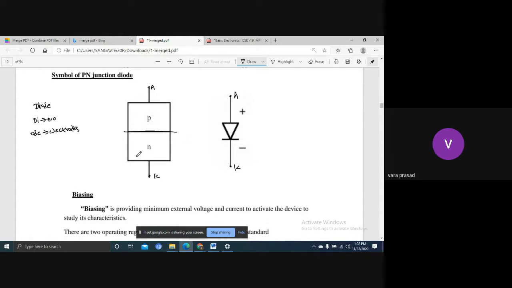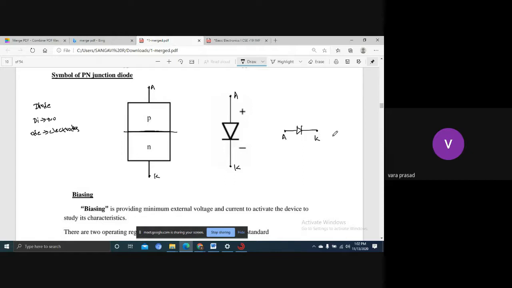This is the construction: p-type material, n-type material. From the p-type material we take one terminal, that is the anode terminal. From the n-type material we take the other, the cathode terminal. And this is the electrical symbol of the PN junction diode. You can see it like this also. This is the anode, this is the cathode.